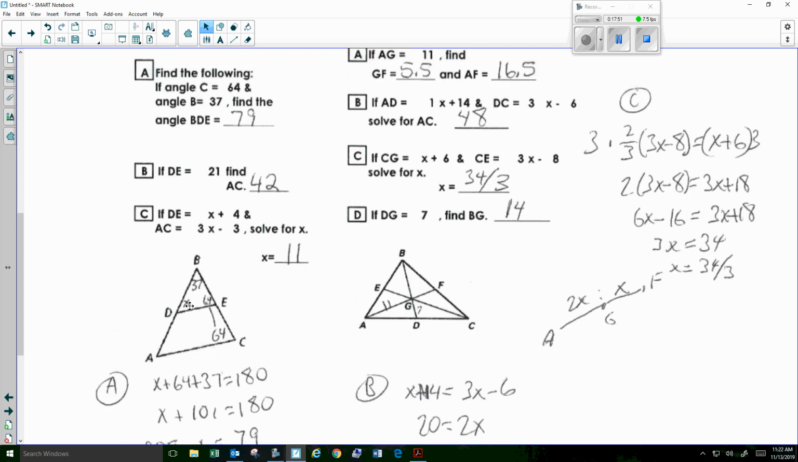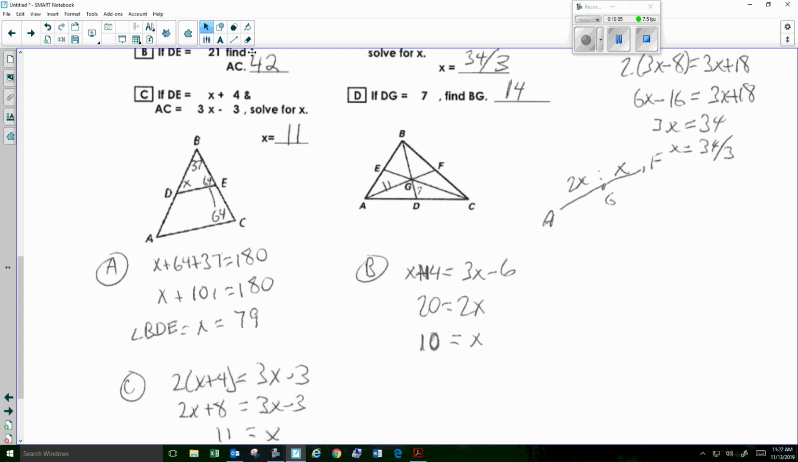If DE is 21, remember we know that's half of this, so AC must be 42. That's nice and easy with numbers. Now we do the same idea, but with algebraic expressions, to see if you can solve it in your basic pre-algebra. DE is x plus 4, AC is 3x minus 3.